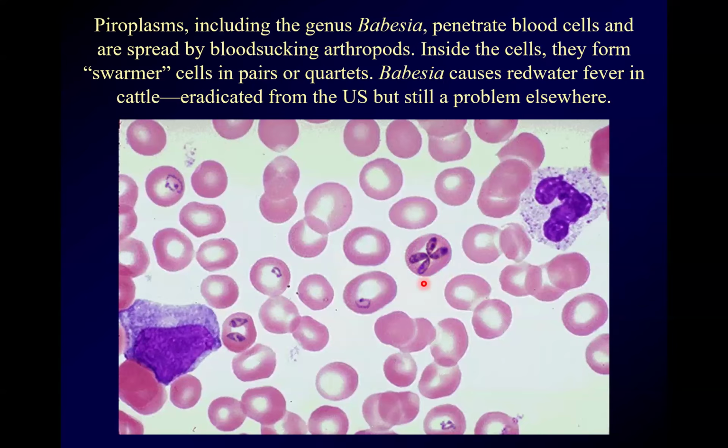That X is actually made up of four swarmer cells. This species, you have four, others, it might be just two. But this blood cell is going to burst, and these four swarmer cells are going to break out and go on to infect new blood cells. And so the cycle of infection can persist for quite a long time in an infected animal.